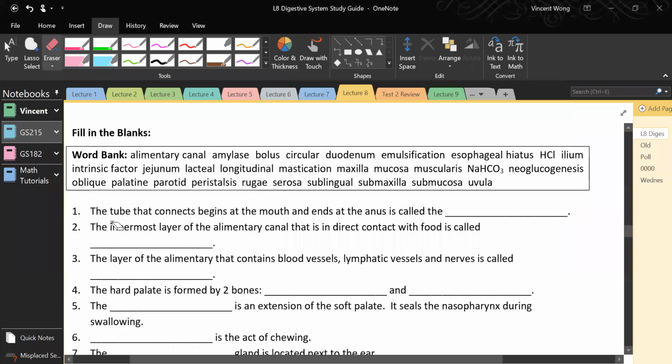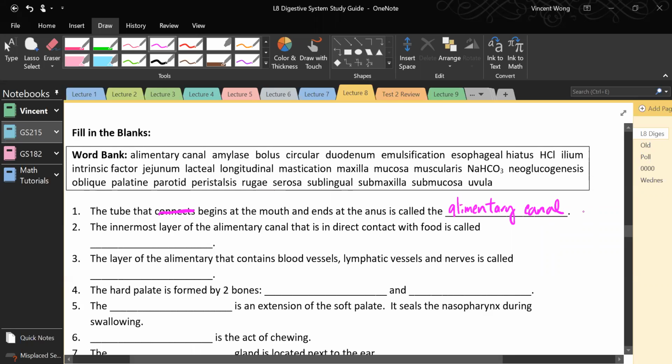I think there are a few things that we could mention along the way. First one, the tube that begins at the mouth and ends at the anus. We call that the alimentary canal. And also you can call it the GI tract, the gastrointestinal tract.